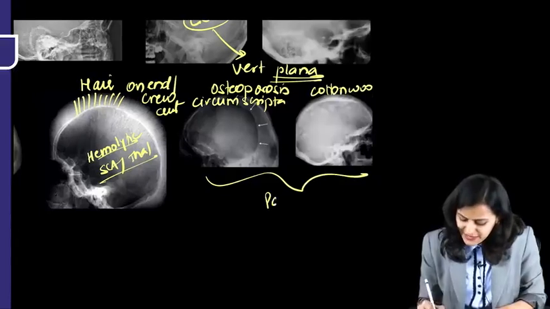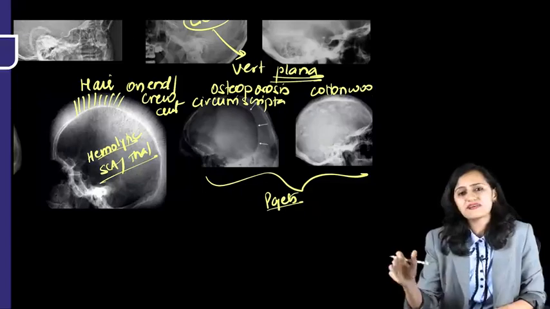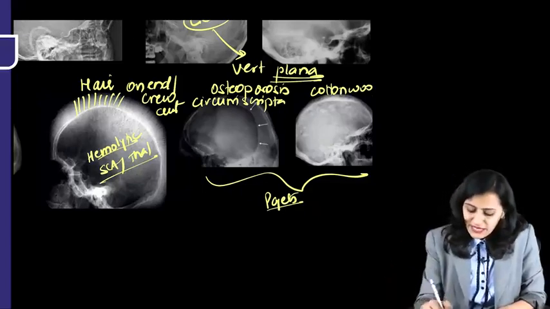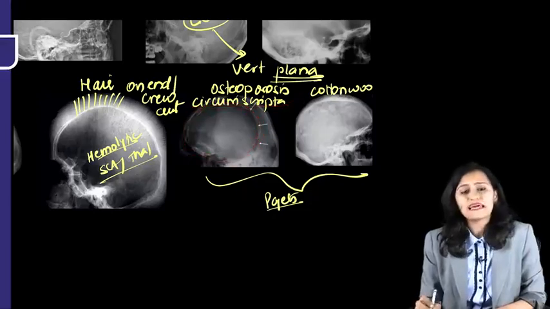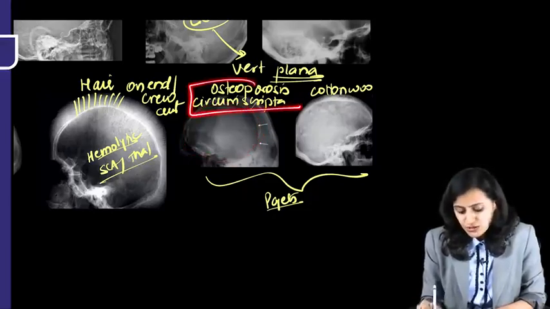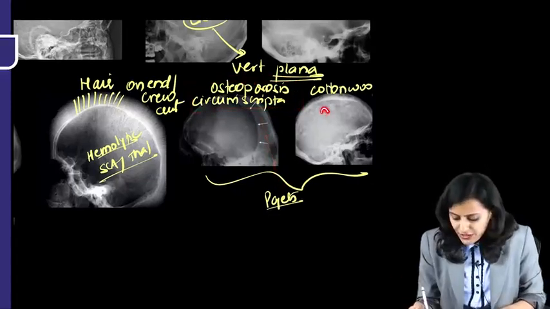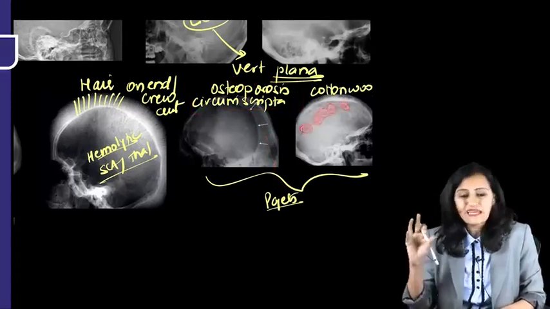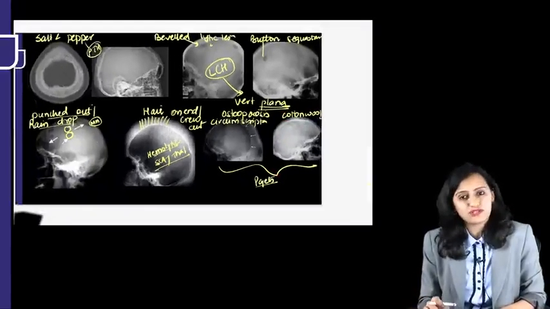Next, these are the findings in Paget's disease. Paget's has both a lytic phase, a blastic phase, and a mixed phase. So it can give a lytic lesion like this, a very well defined lytic lesion which is called osteoporosis circumscripta, or it can also give the cotton wool skull where you see those white areas in the skull. The cotton wool skull is also in Paget's.